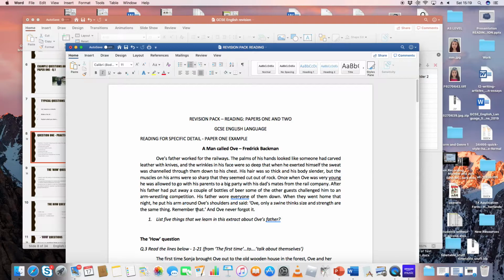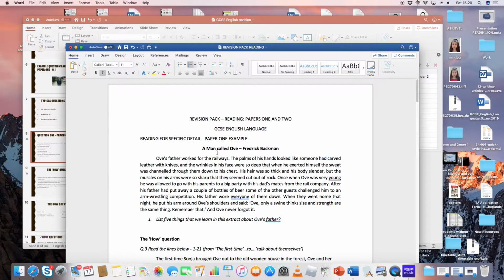Like here, his father wore every one of them down. When we're talking about the arm wrestling competition, that's us understanding that the phrase means he won every competition. He was strong. He was good at arm wrestling. And then this last one, he said, "Ove, only a swine thinks size and strength are the same thing." Ove never forgot it. So again, he gave some good advice.